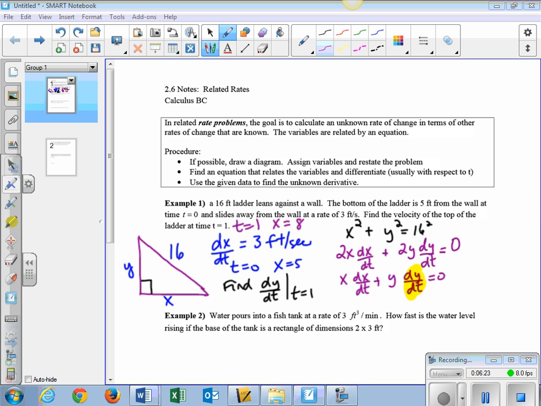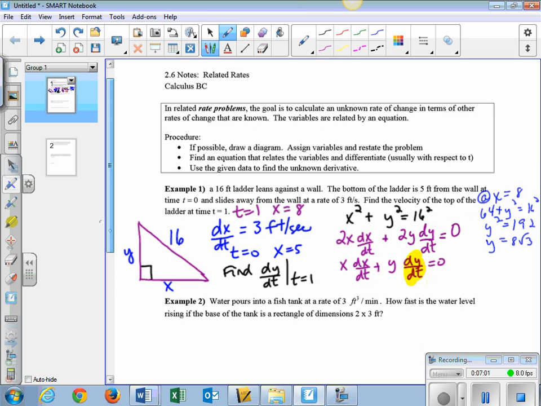Okay, so if at x equal to 8, I would have 64 plus y squared equal to 16 squared. Oops, running out of room off the side of the page. So I'd get y squared equal to 16 squared minus 64, which is going to be 192. So y is going to be 8 radical 3. Okay, so now I've got all my information to plug in my values for x, y, and dx/dt.